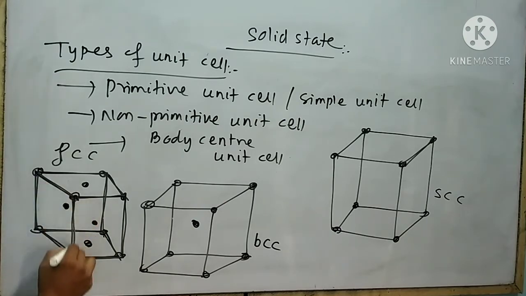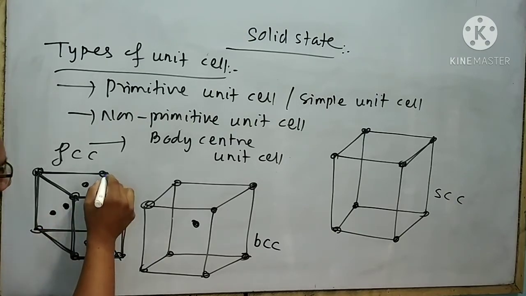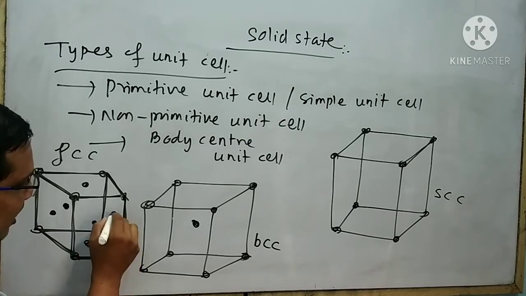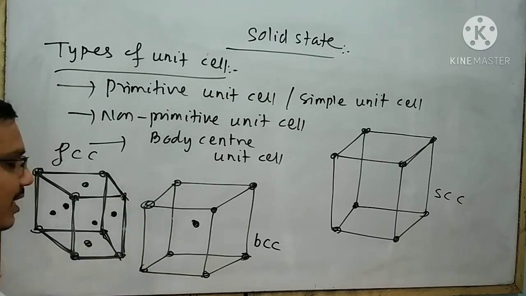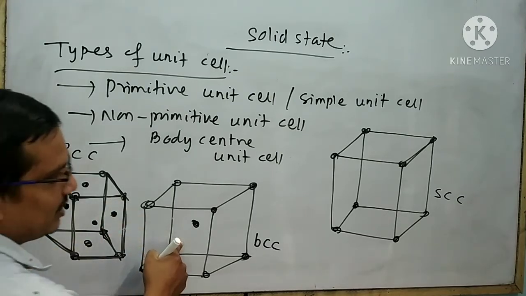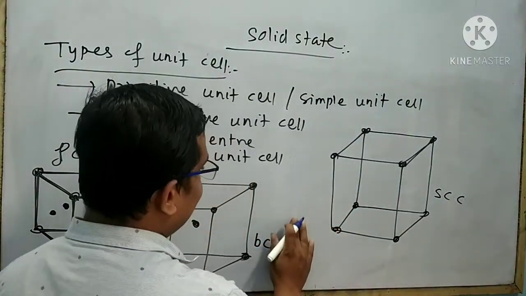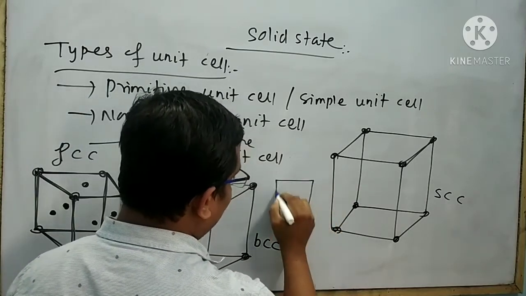This is the left face, and this is its center. Here also one constituent particle is present. This is the right face, and this is the center of this face. So here also one constituent particle is present. This is said to be FCC, this is said to be BCC, this is said to be SCC. Next is the end-centered cubic unit cell.